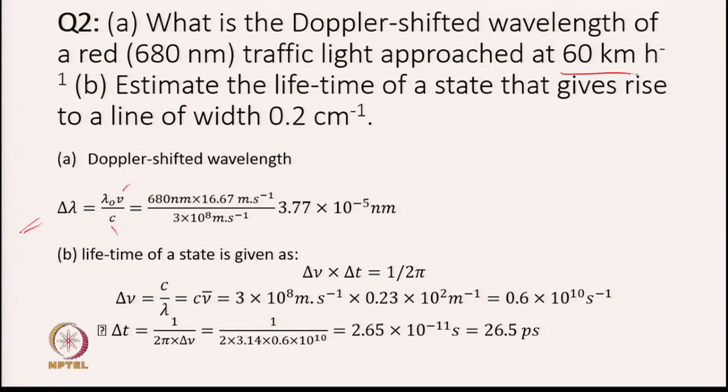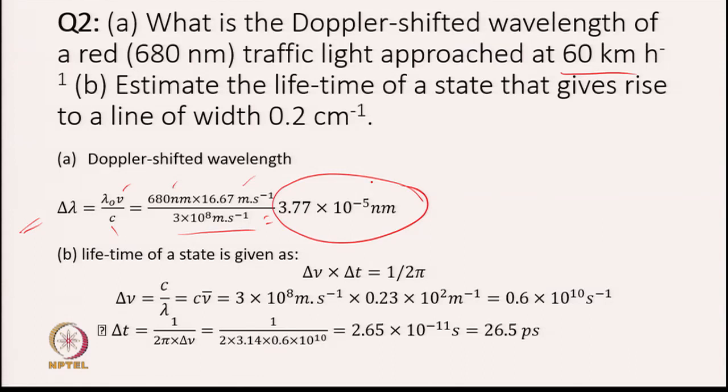The velocity of source is given as 60 kilometer per hour, and you can change that to meter per second, and that comes out to be 16.67 meter per second, multiplied by this wavelength, which is the wavelength of your source when it is not moving, and this is c, the velocity of light in meter per second, and what you get is this much. So, this is equal to this much nanometer. So, this is your Doppler shift.